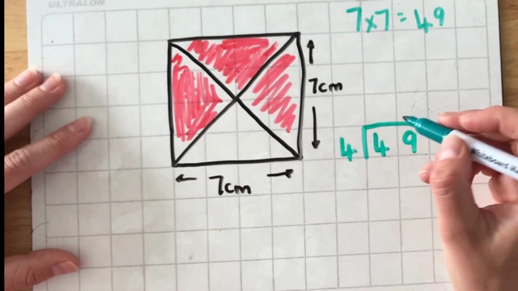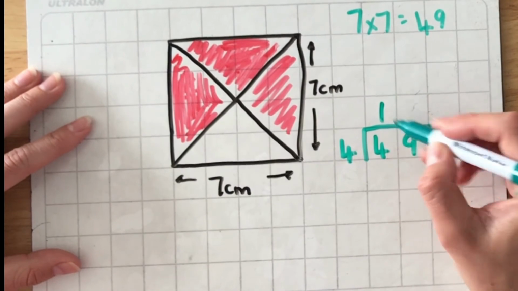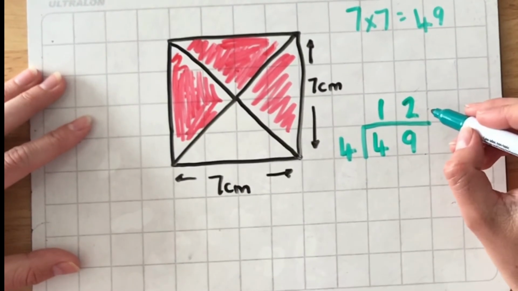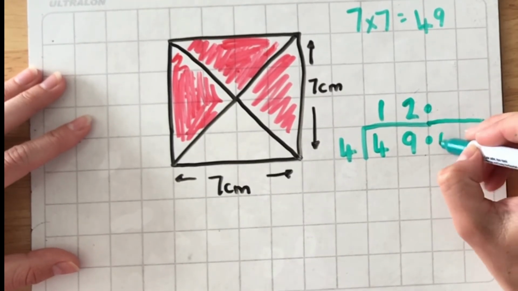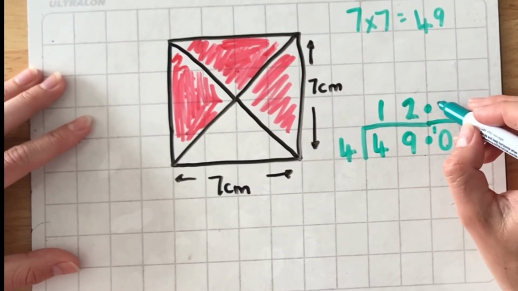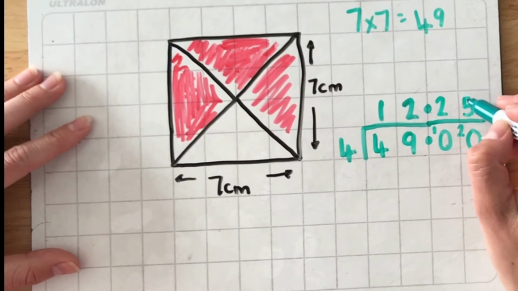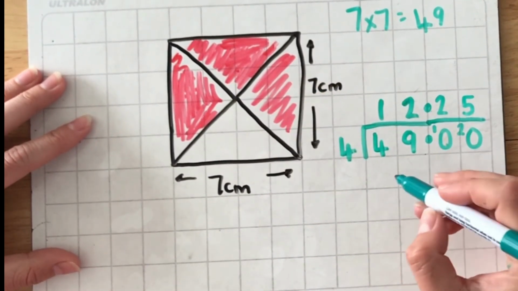Okay, and you should know straight away that's not going to work equally because it's not within your tables. 4 divided by 4 is 1. 9 divided by 4 is 2. So we've got this problem again where we need to carry over. So we're going to add in our decimal point. Okay, your 2 zeros. Carry over your 1. 10 divided by 4 is 2. Carry over 2. 20 divided by 4 gives you 5. Okay, so the area of one of those quarters is 12.25.